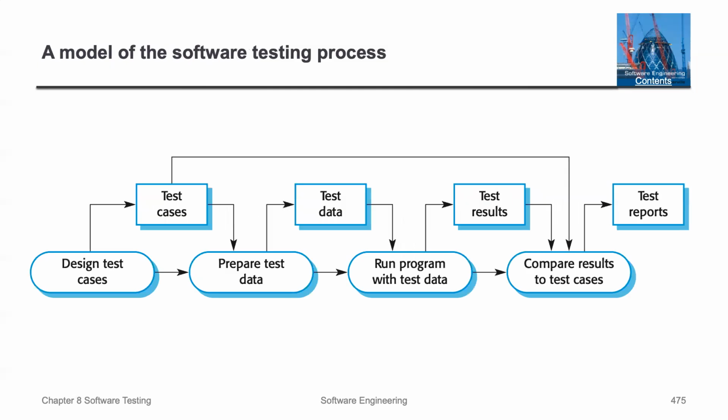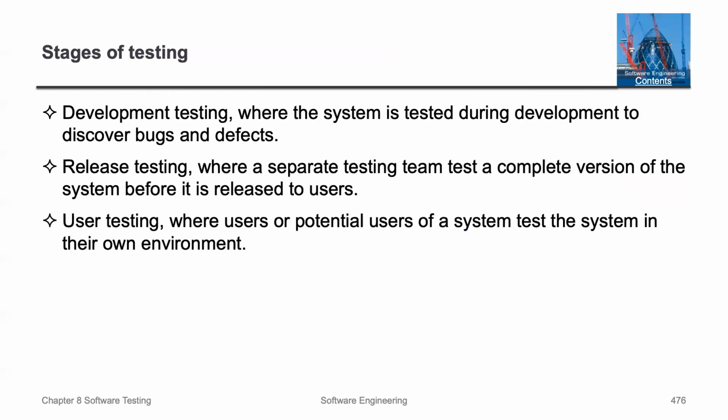So here's a model of the software testing process. You have test cases, test data, test results, and finally a test report. You want to design the test cases, prepare the test data, and then iterate on that. Then you run the program with the test data that you've assembled. You get the results and compare them to the test case, and see if this makes sense, that the results are according to what your predictions would hold, what you should be getting.